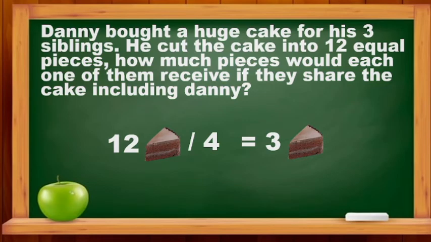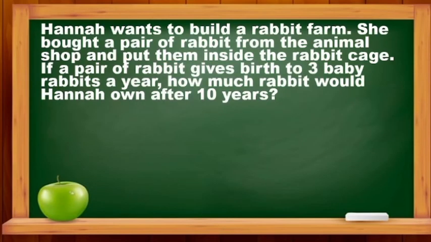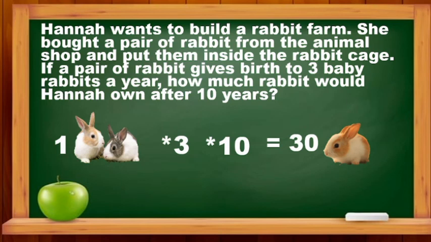Okay, next. Hannah wants to build a rabbit farm. If a pair of rabbits gives birth to 3 baby rabbits a year, how many rabbits would Hannah own after 10 years? So 1 pair of rabbits multiplied by 3, since it produces 3 babies a year, multiplied by 10, so Hannah would own 30 baby rabbits after 10 years. So did you understand the questions, class? I think you did.